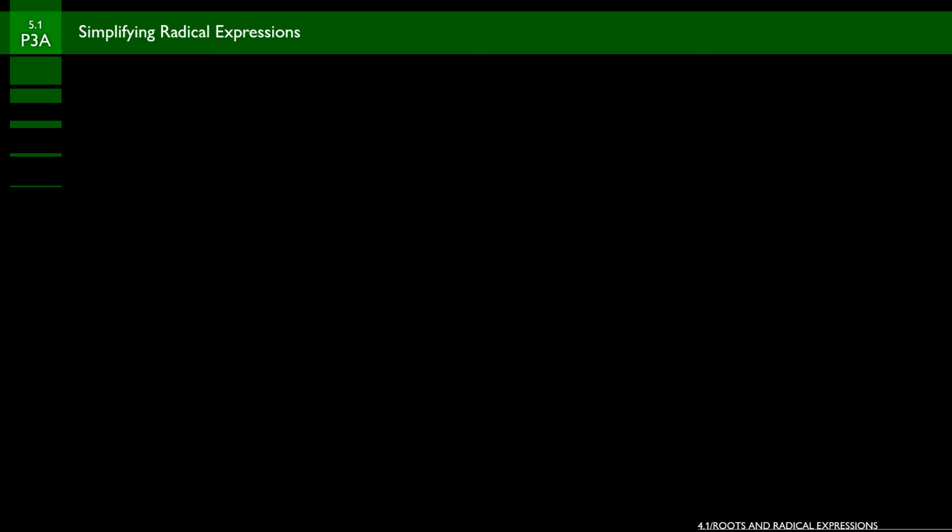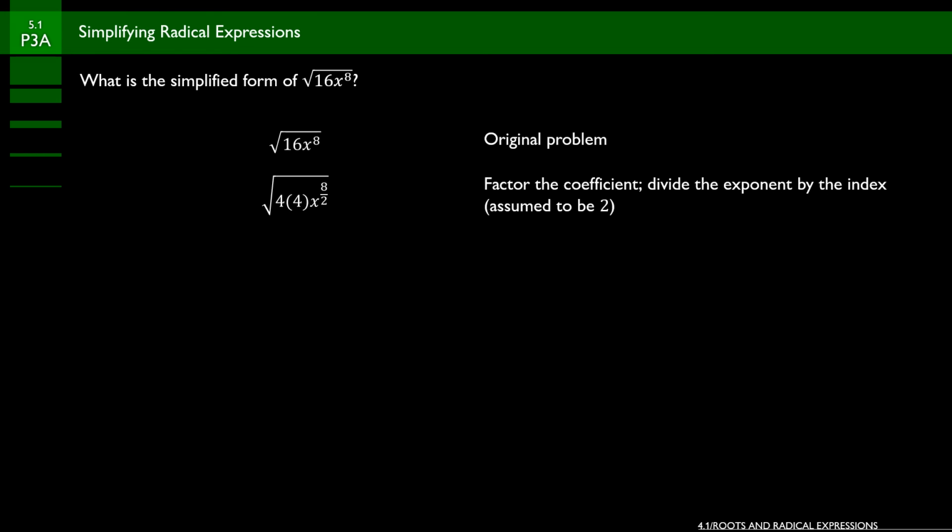In problem 3a, we're asked, what is the simplified form of the square root of 16x to the 8th? So what we're going to do is ask, what is the square root of 16? What number times itself equals 16? 4. Then, how many times does the index go into x to the 8th? The index is 2, so divide 2 into 8. So 2 goes into 8 4 times exactly with no remainder.